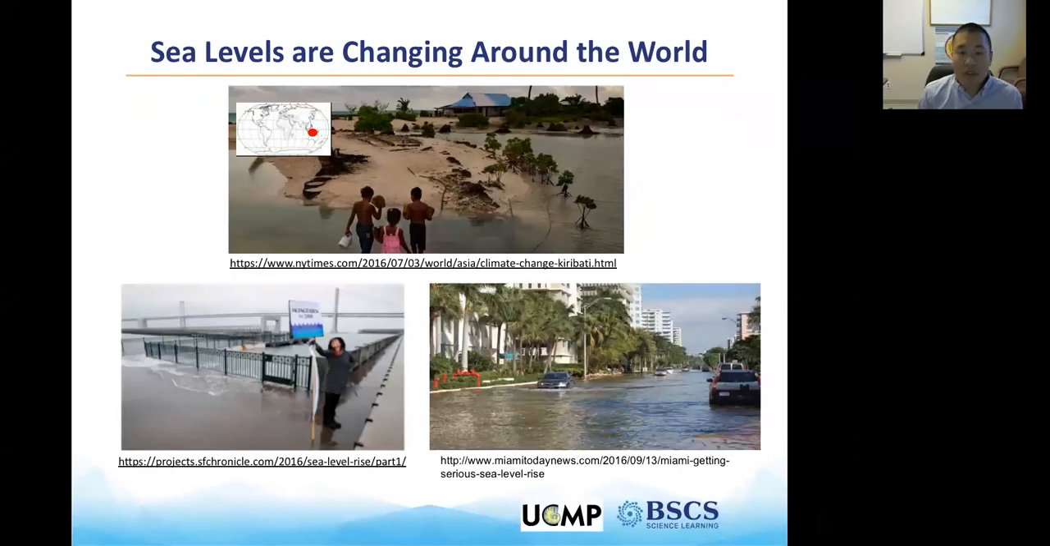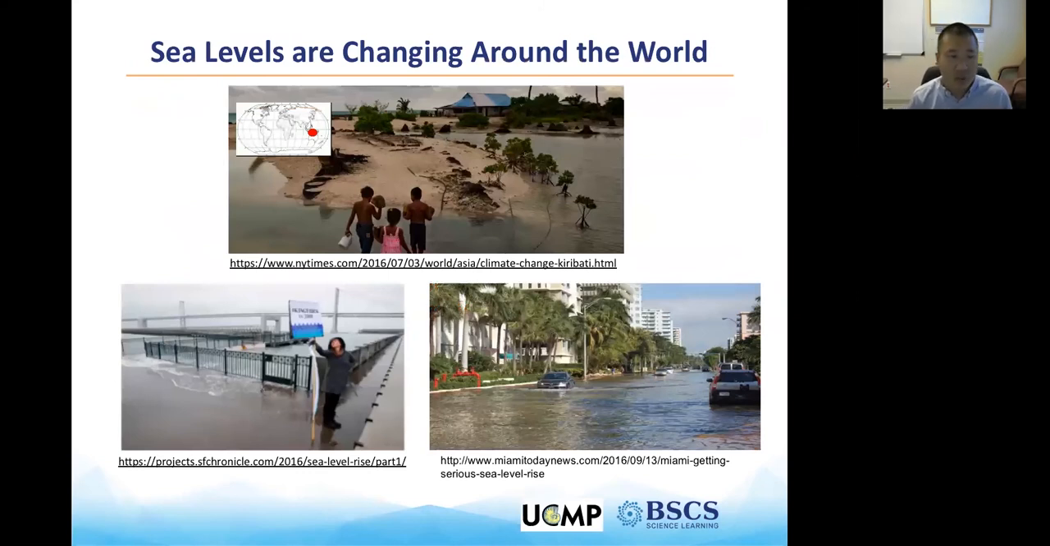As part of a unit that we're developing in collaboration with the University of California Museum of Paleontology, we're taking a unit that they've designed around sea level rise and using the Storyline Approach as a means to revise that unit. So here's the phenomenon: sea levels are changing around the world.